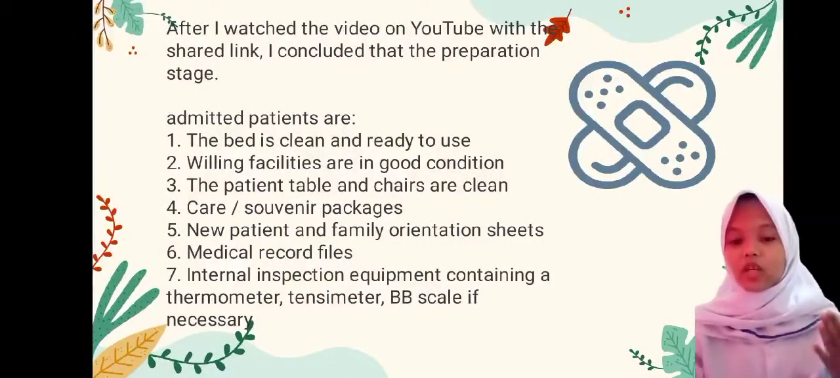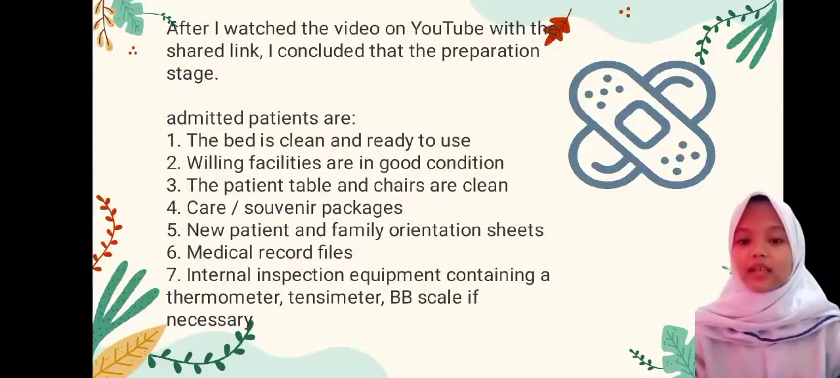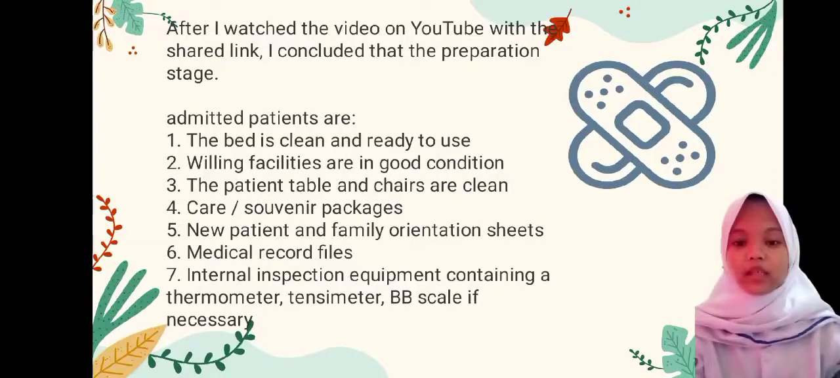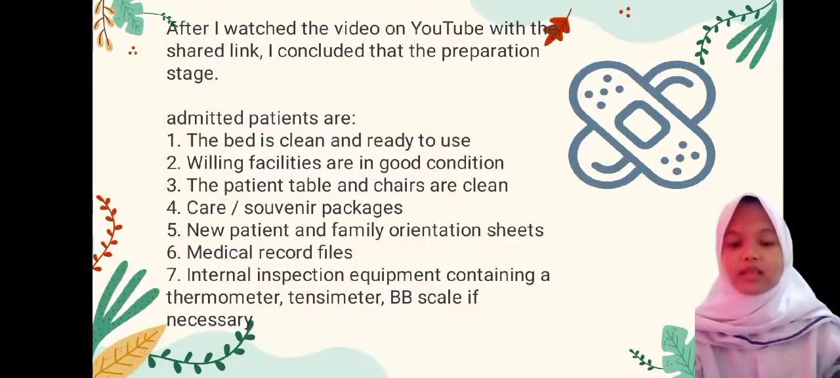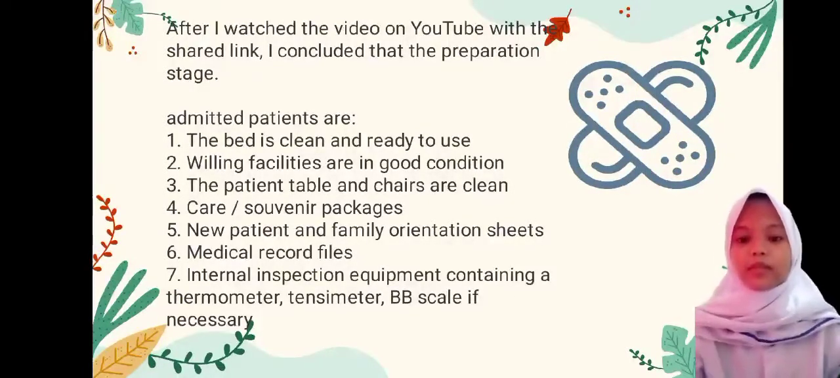The second material is the same about admitting patient. After I watched the video on YouTube with the shared link, I concluded that the preparation stages for admitting patients are: first, the bed is clean and ready to use. Second, the facilities are in good condition. Third, the patient table and chairs are clean. Fourth, care or souvenir package. Fifth, the new patient and family orientation sheets. Sixth, medical record files. Seventh, internal inspection equipment containing a thermometer, tensimeter, BB, scale if necessary.